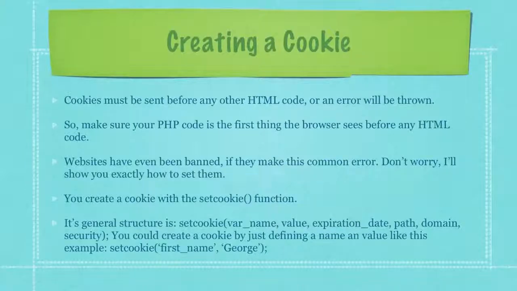You create a cookie with the setCookie function. Its general structure is setCookie, obviously followed by a bracket, whatever you want your variable name to be, the value you want to assign to it, if you want to assign an expiration date, and a whole bunch of other things which I'll go through here in a minute. You could create a cookie by just defining a name and a value, like this example here where I assign the value George to the variable firstname.